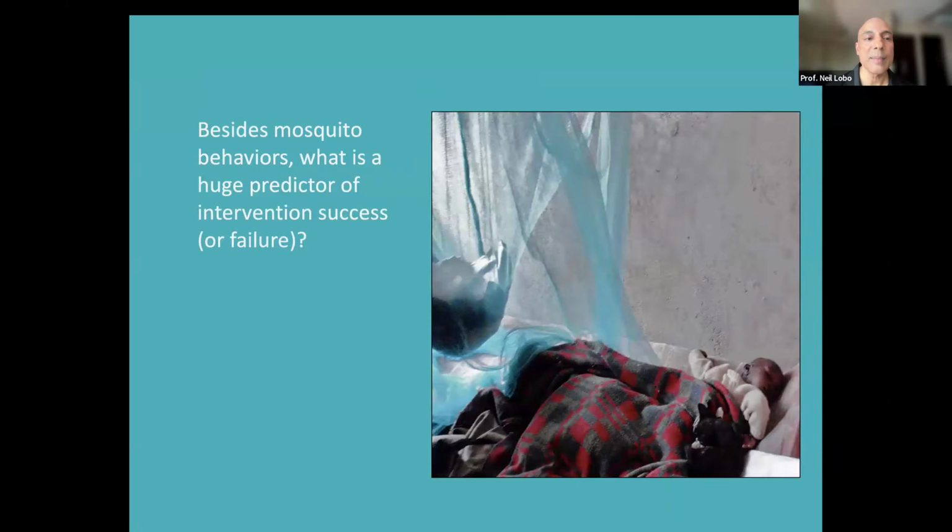Now, using this same slide, besides mosquito behaviors, when we are trying to understand how bed nets function, what is another indicator that demonstrates how interventions might succeed or fail? Just from this slide, you can see the child is sleeping outside the bed net. And this doesn't have anything to do with the bed net. This has everything to do with humans. Human behavior is super important.